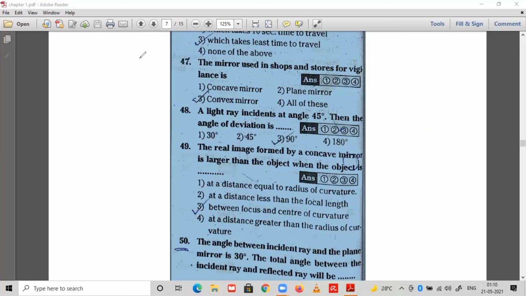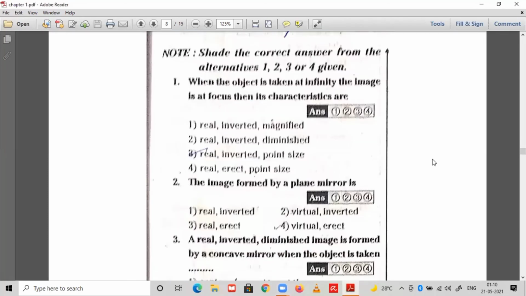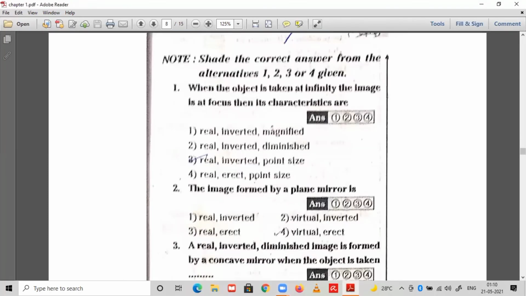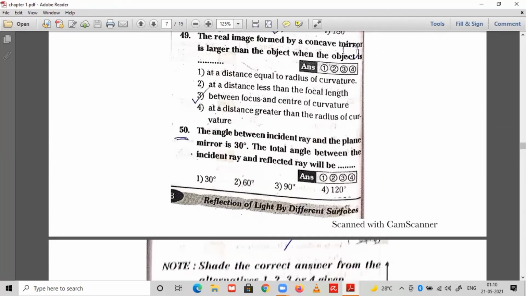50th question, I think the last question in the level 1. The angle between the incident ray and the plane mirror is 30 degrees. Here he had given the glancing angle of incidence, which is 30 degrees. The total angle between the incident ray and the reflected ray, and the i plus alpha, i will be equal to what is the angle? 90 degrees. See, look at here.